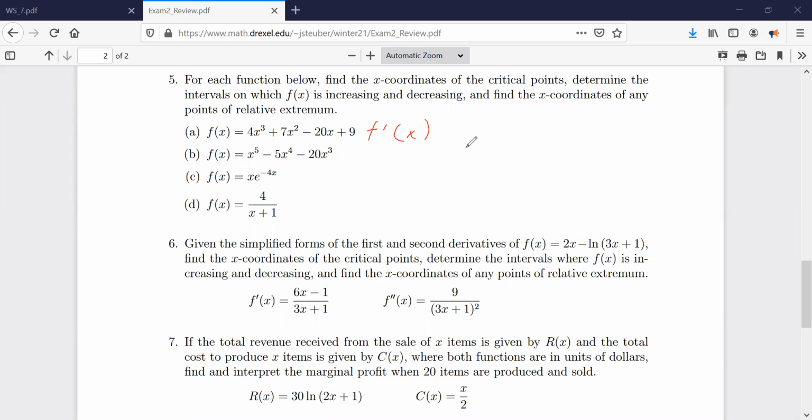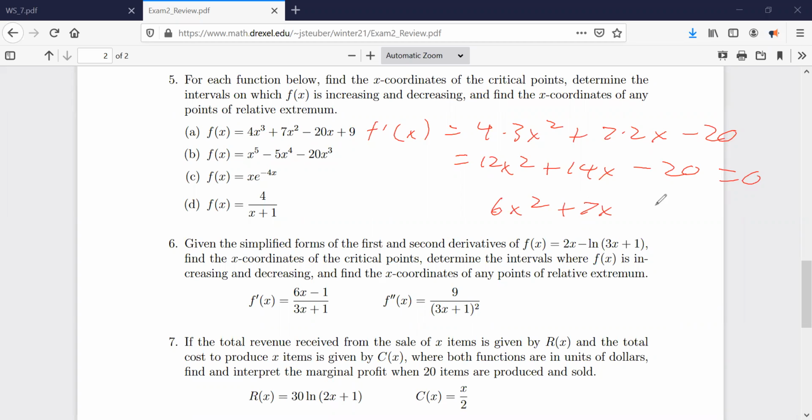So the derivative of this is going to be equal to 4 minus 20. So that gives me 12x squared plus 14x minus 20. And now I want to set this equal to 0 and then see how I can factor this. First, I can pull out a 2 from everything, just to make this a little easier to look at. So I get 6x squared plus 7x minus 20 is equal to 0.